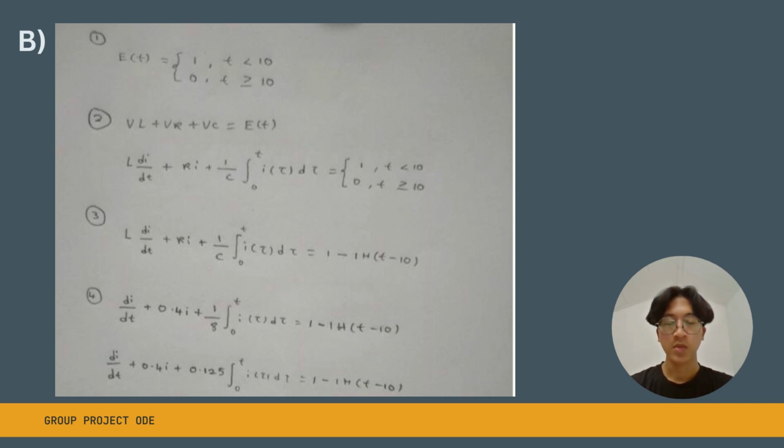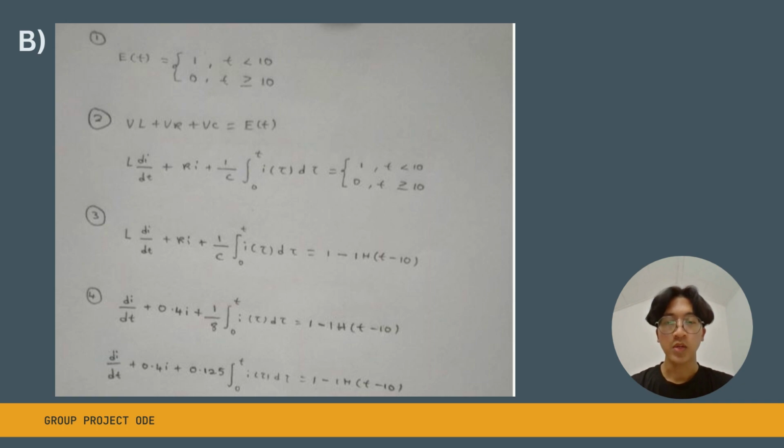I will explain question B. So the first step is we have to determine the E(t). As shown right here, number one is determine the E(t). So this is the equation. How can we determine the E(t)? Alright, second step is we have to model the ODE. So for the equation, step number 2 is VL plus VR plus VC equals E(t). So the equation is shown here.